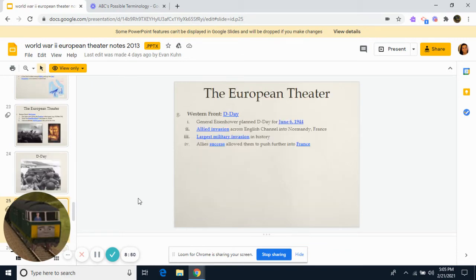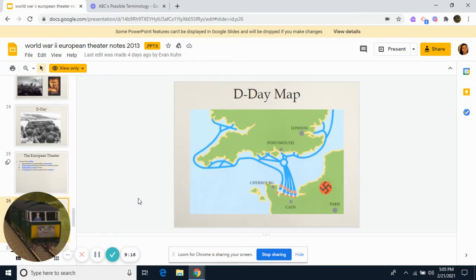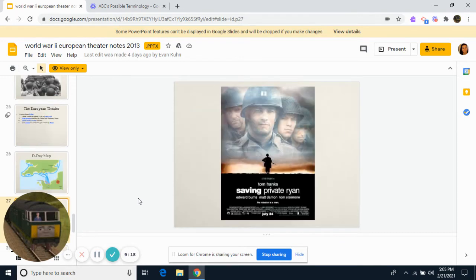D-Day. Western Front of D-Day. General Eisenhower planned D-Day for June 6, 1944. Allied invasion across the English Channel into Normandy, France. Largest military invasion in history. Allied success allowed them to push further into France. D-Day map. This is what it looks like.